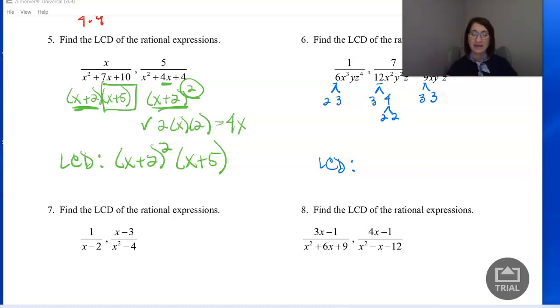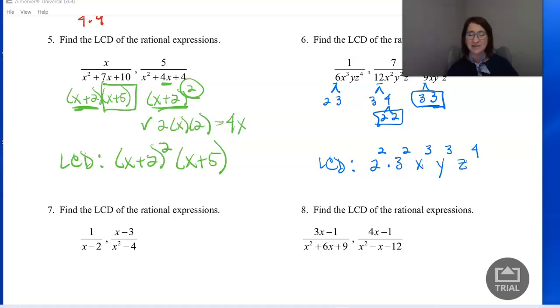So when I look at my base 2, I've got 2 of them with that middle expression, so 2 squared. Then I look at my base 3. Well, this 9 gives me 3 squared. Then I've got my x's. Let's go look at my variables. I've got x cubed, x squared, x to the first. Well, I'm going to take x cubed. When I look at my y's, my y cubed is the largest. And then I look at my z's, z to the fourth.